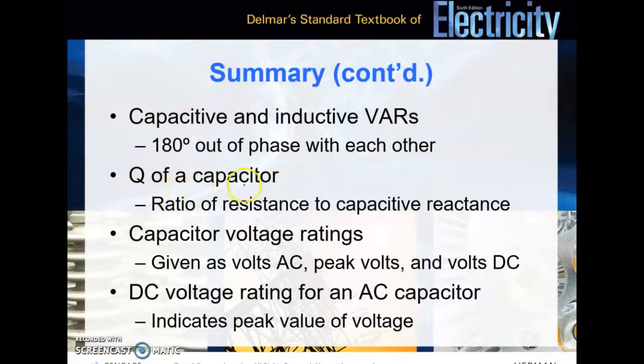The quality of a capacitor is generally very, very high. It's the ratio of resistance to capacitive reactance. This resistance is the resistance of the dielectric, which needs to be very, very high because we don't want current flowing through the dielectric. Capacitors have voltage ratings. Yeah, we don't need to worry about this last one, but DC voltage rating for an AC capacitor, it indicates the peak value of voltage.